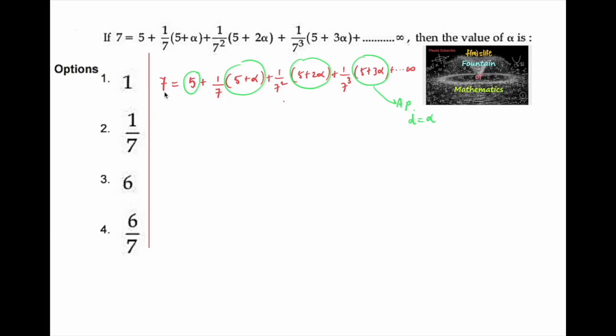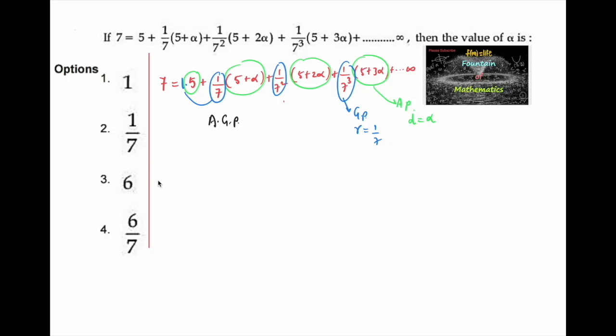And we can also see that 1, 1 upon 7, 1 upon 7 square, 1 upon 7 cube is a geometric progression with a common ratio equal to 1 upon 7. So simply we can say that the right hand side is an arithmetico-geometric progression. To solve this type of problem, we need to multiply with the common ratio r.